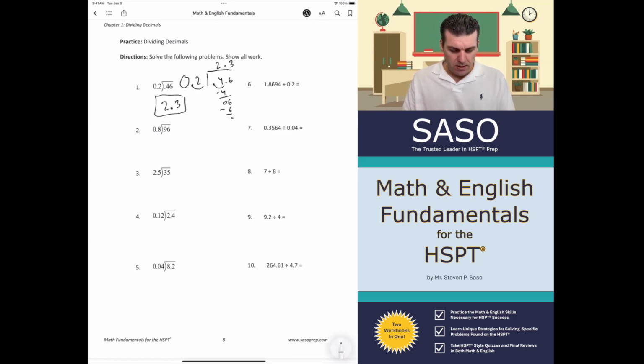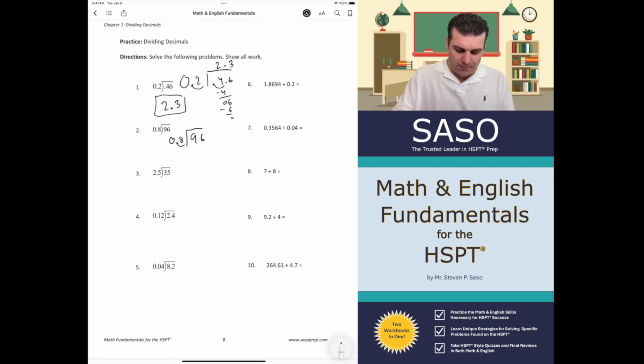All right. Number 2, we have 96 divided by 0.8. Okay, so again, we just need to move it over 1 place. So far, we've just been moving over the decimal 1 place each time. It looks like coming up here, we'll be moving it more, but easy enough so far.